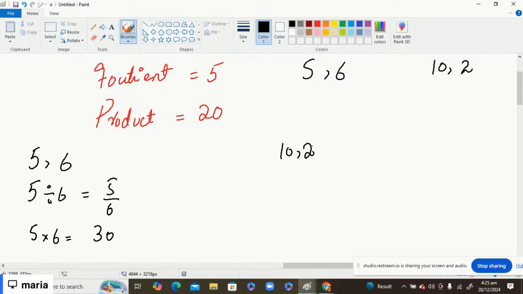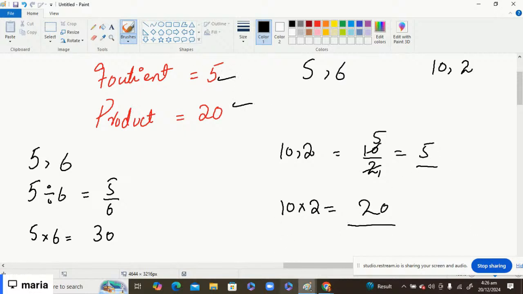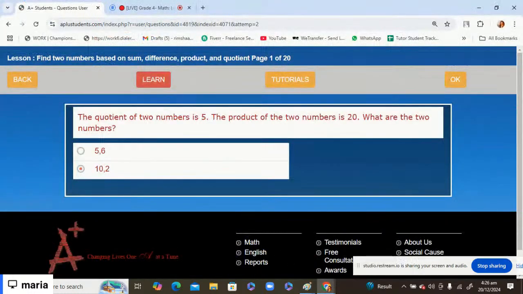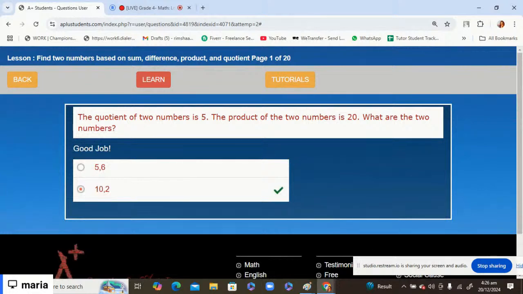So for 10 and 2, what is the answer? You guys tell me the answer in the chat. So divide 10 over 2. 2 times 5 is 10, so the answer is 5. And 10 times 2 is 20. Check: the answer is 5 and 20? Yes, the answer is 5 and 20. So this is for 10 and 2. This is the thing that we have done in it.